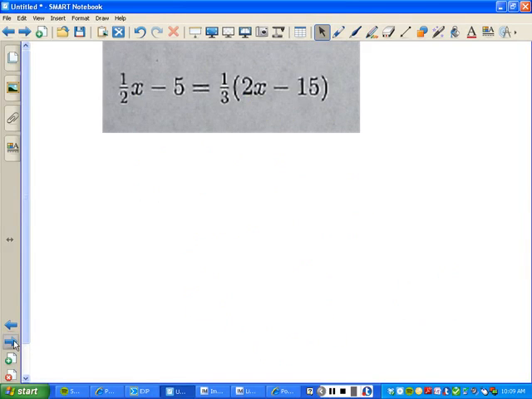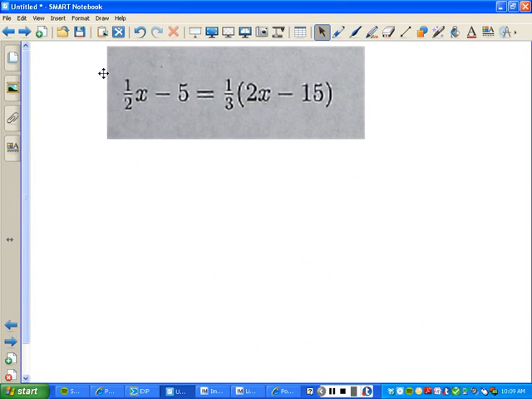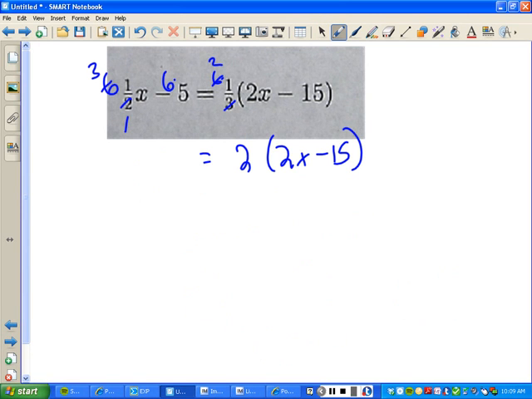Common denominator, what is this? 6. So we're going to go 6. 6 here, very important. 3 goes into 6 2 times. 2 times 1 is 2. 2 goes into 6 3 times. 3 times 1 is 3, so that's just 3x.